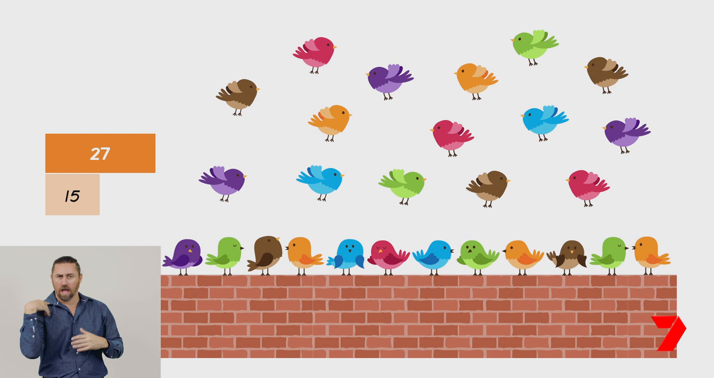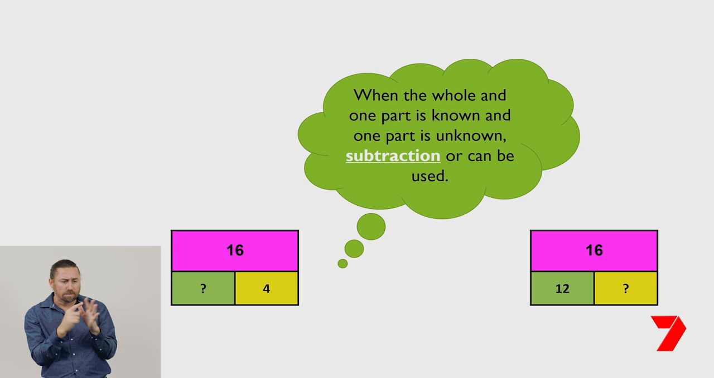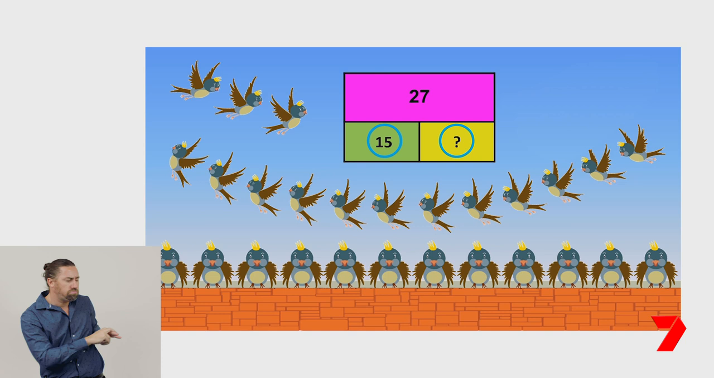That is using subtraction. We could also use addition by using a think addition and count on from 15, adding to 27. Let's watch and see. When the whole and one part is known in a problem, we use subtraction to calculate the unknown part. We could also think addition by adding on from the known part. For example, 15 birds were in the air. Some others were on the wall. Altogether, there are 27 birds. How many birds were on the wall? We could take 15 away from 27 or add 12 more onto 15 to make 27.